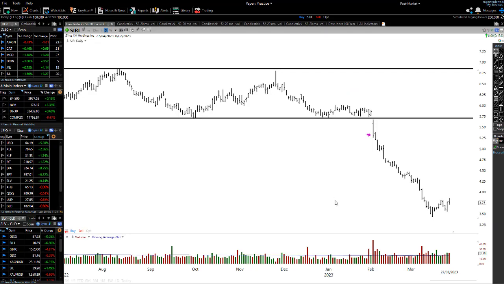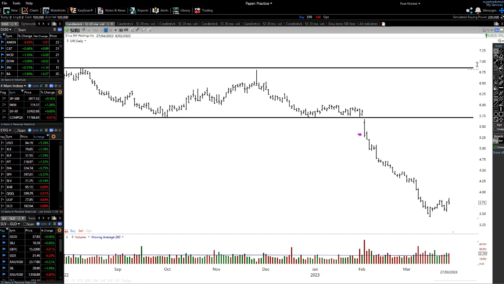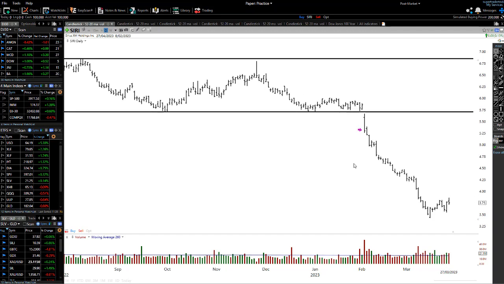Alrighty traders, so one of the trades that me and my private clients actually did this year was this one right here we're looking at right now. See how this arrow is where we got into it, and we rode it down through here.